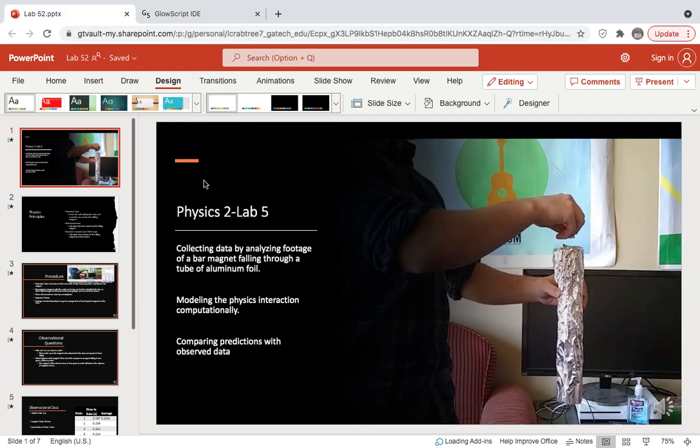Hello. In this lab, we will be observing the phenomenon of a bar magnet traveling through a tube of aluminum foil, and how the current induced in the tube exerts a force on the magnet, causing it to slow down when falling through the tube.